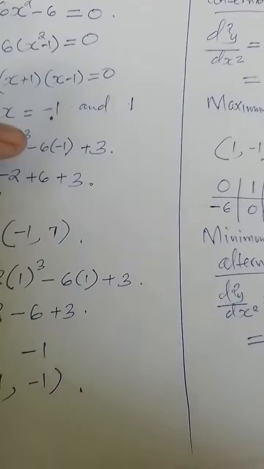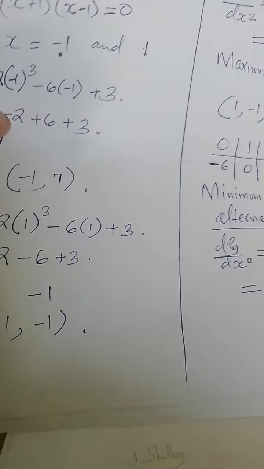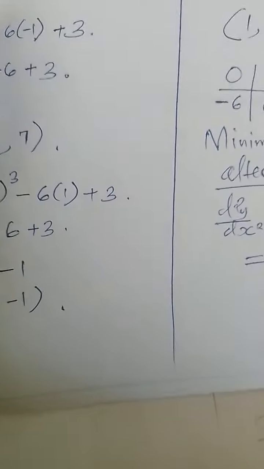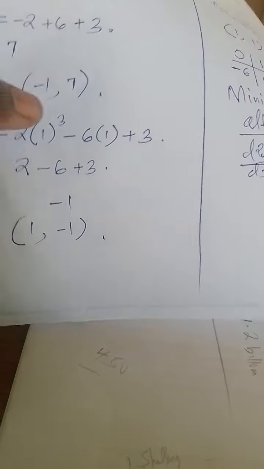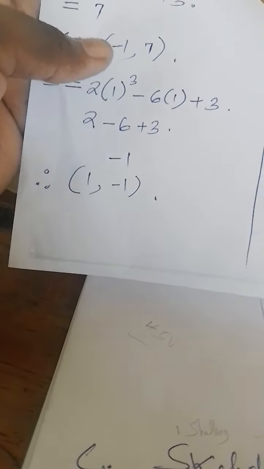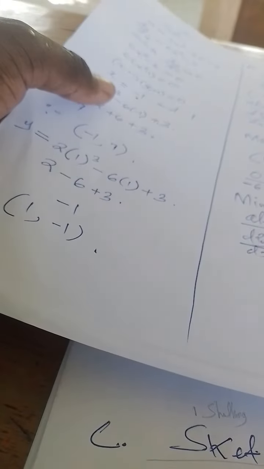So the values of x will be negative 1 and 1. Then after that, we take the values of x, that is negative 1 and 1, and substitute back into the equation to find the values of y. So the first point will be negative 1 and 7, and the second point, after substituting 1 back into the equation, will give us 1 and negative 1.